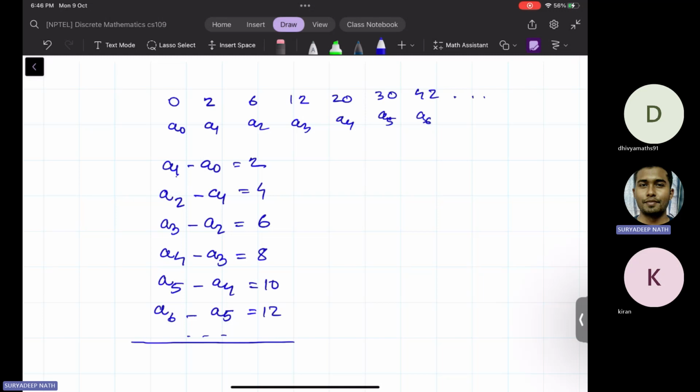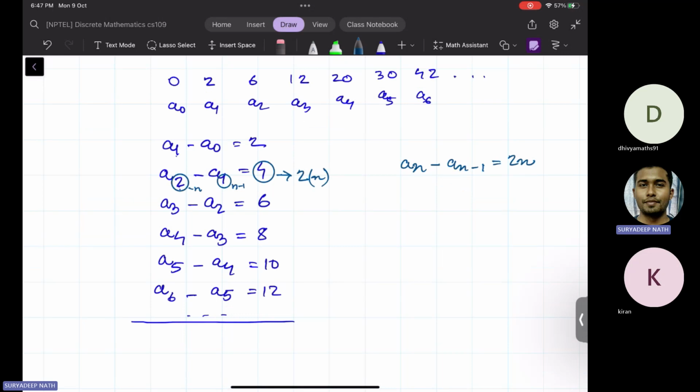So if we denote the first number as n, then this one becomes n minus 1, and this term is twice of n. That is valid for all the options. So we have a n minus a n minus 1 is 2n. So this is one valid answer.